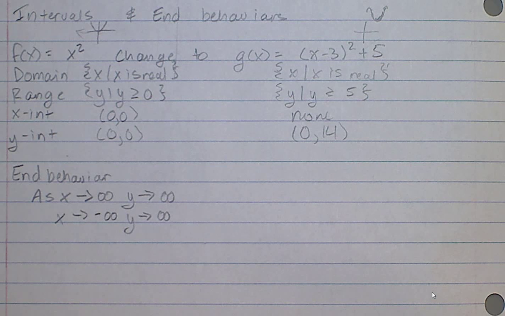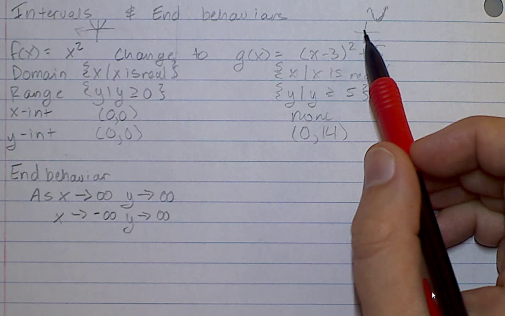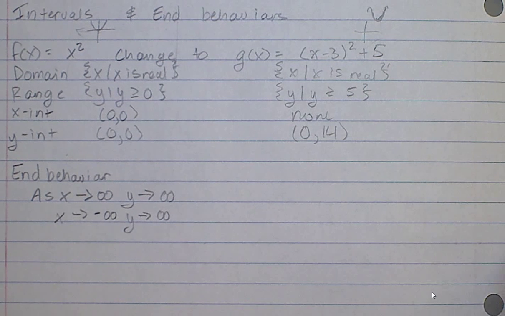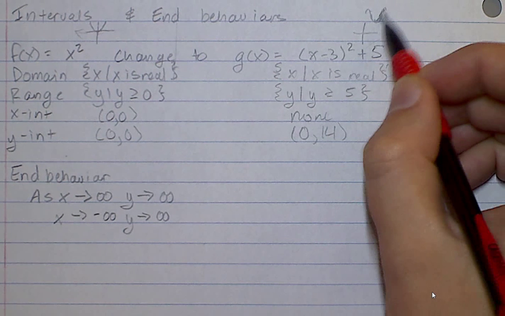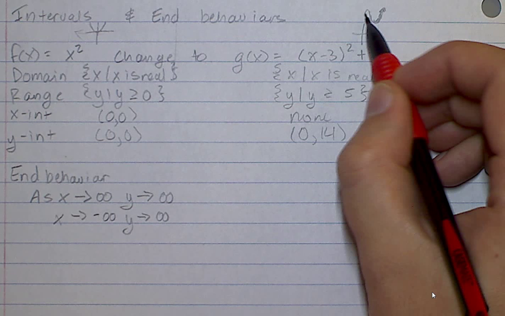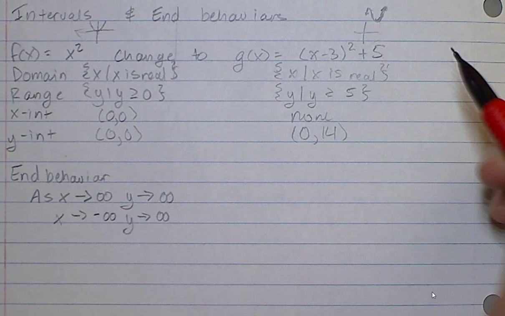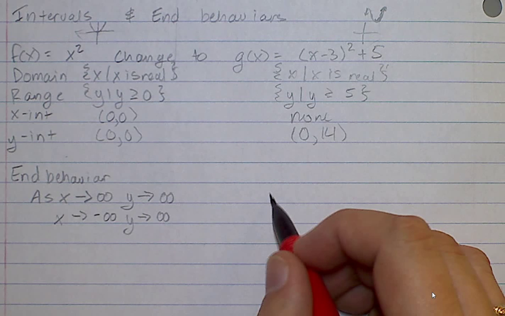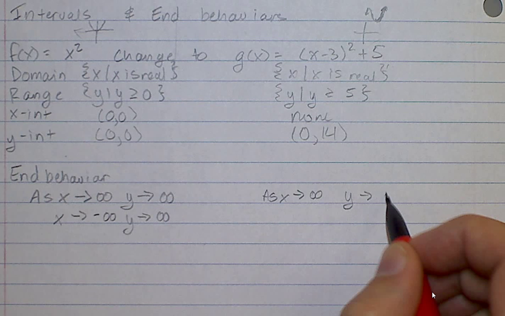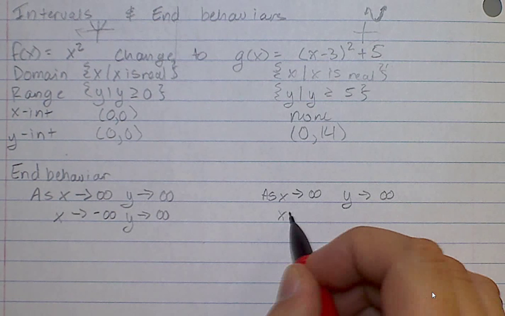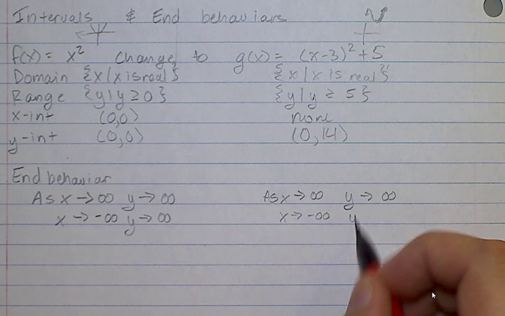Now, this is the parent function. If I changed it to move it right 3 and up 5, have I changed that end behavior at all? Have I made it so that it is no longer going to positive infinity as x goes to positive infinity? No, I've done nothing to change the end behavior. One way that you can think of end behavior is which way do the arrows point? The arrows on the ends of this parabola are still pointing up. And so the end behavior would be the same. As x tends to infinity, y tends to infinity. As x tends to negative infinity, y tends to positive infinity.